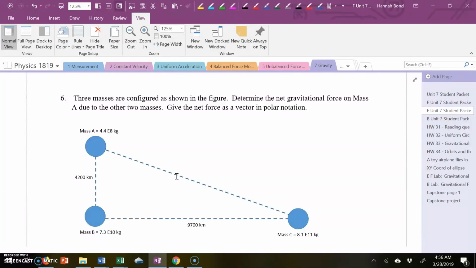Okay, so there's 3 of these. They've got different masses, and you can see they're arranged in this triangle. The problem is asking us to find the net gravitational force on mass A up there in that corner. So the first thing that I should do is make a force diagram to show all of the forces acting on mass A.